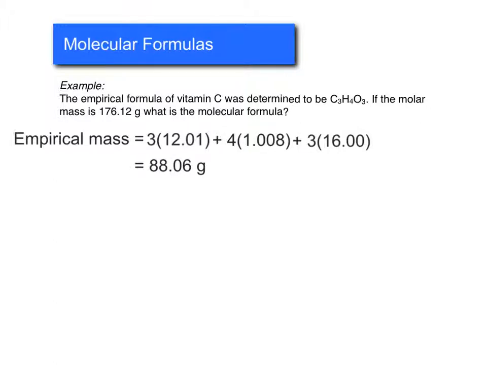All right, and then we want to see what the ratio is between the molar mass and the empirical mass. So we're going to do 176.12 divided by our empirical mass, which is 88.06. And when we do that, we get 2. And that means that the molecular formula is 2 times the empirical formula. So we're going to take each of our subscripts and multiply them by 2. So that's going to give us C6H8O6 as our formula for vitamin C.